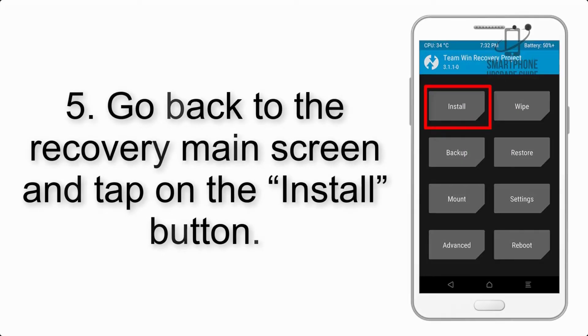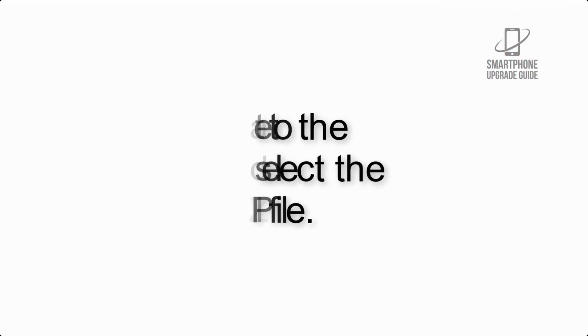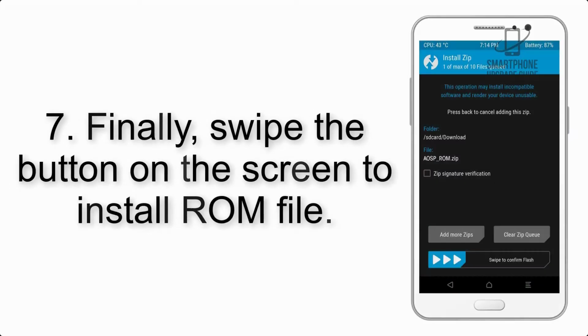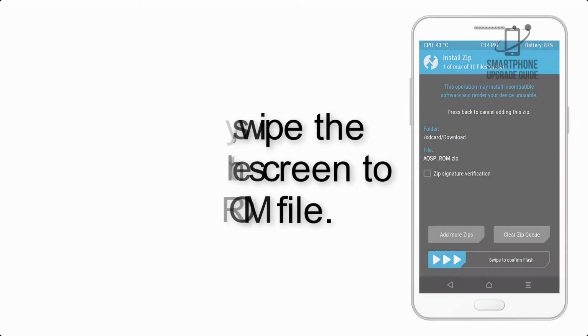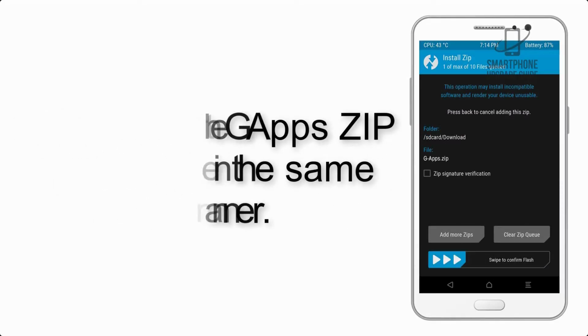Step 5. Go back to the recovery main screen, and tap on the Install button. Step 6. Navigate to the storage, and select the ROM zip file. Step 7. Finally, swipe the button on the screen to install ROM file. Step 8. Flash the GApps zip package in the same manner.